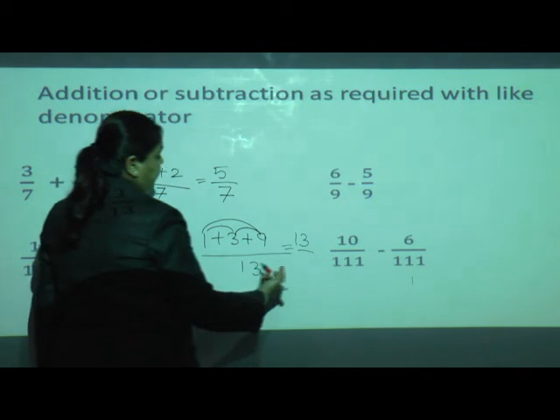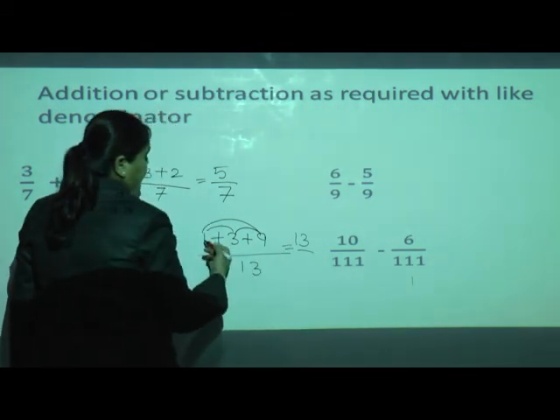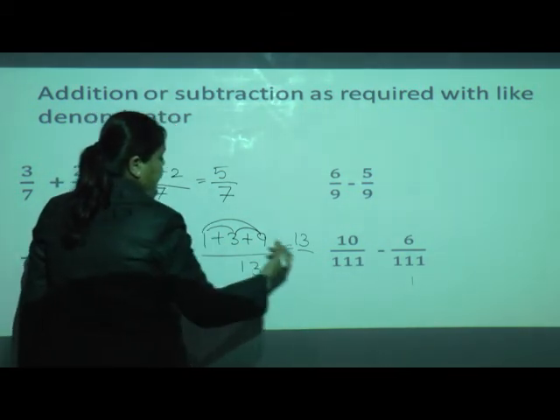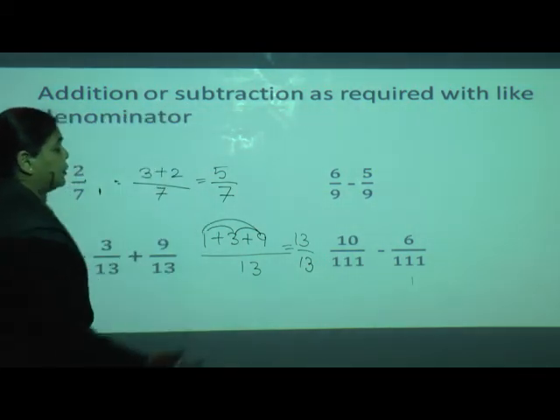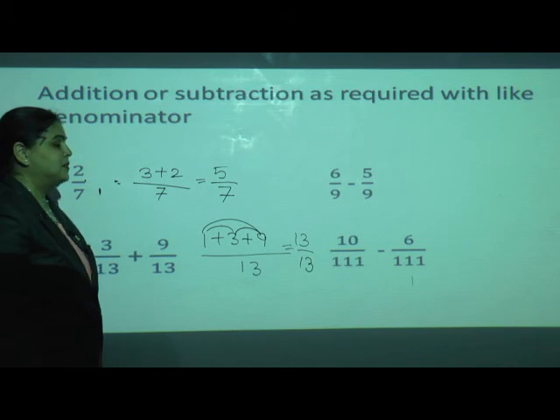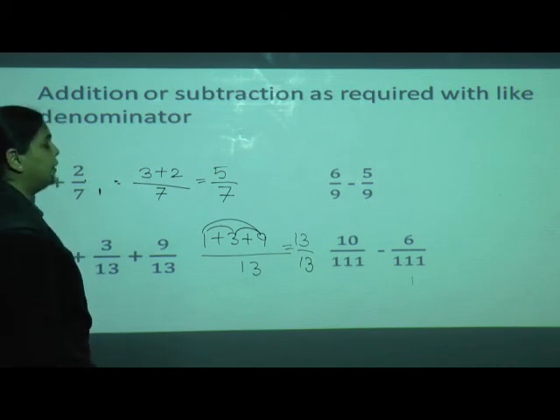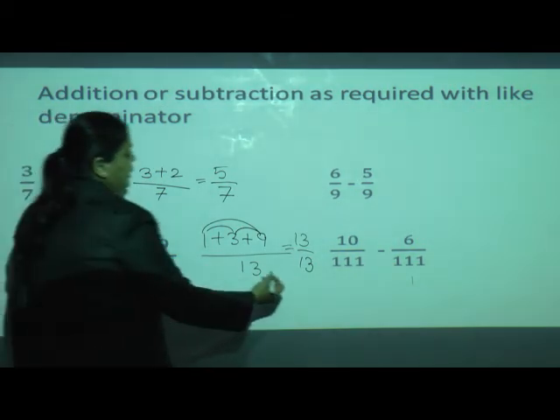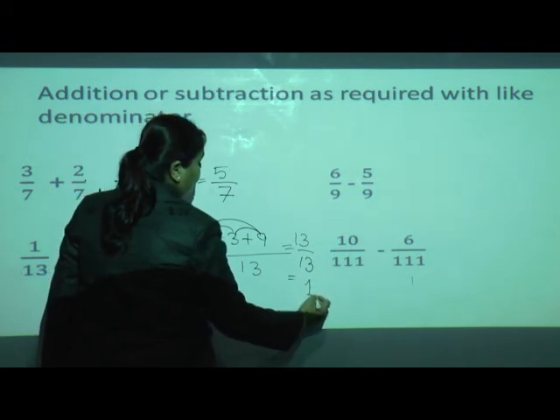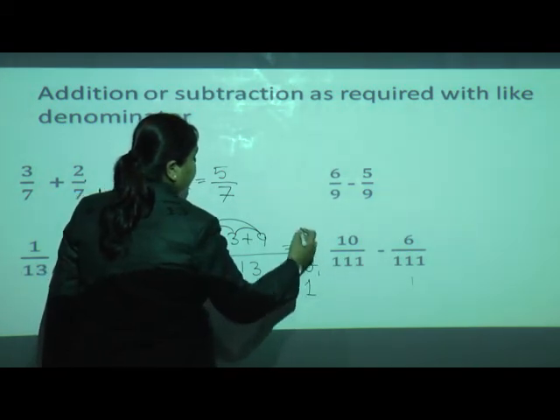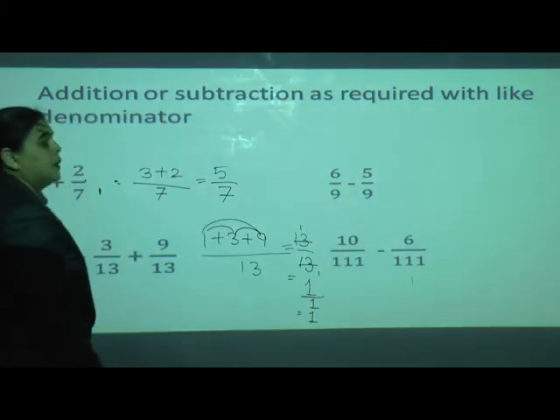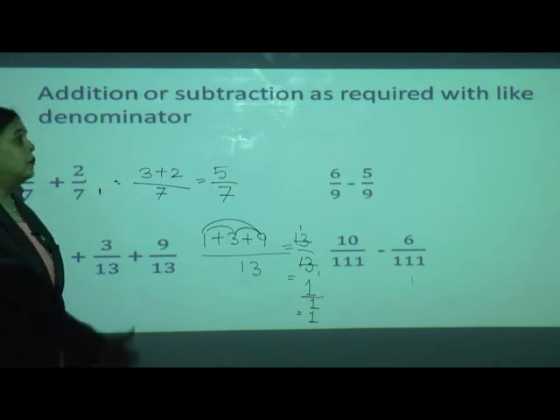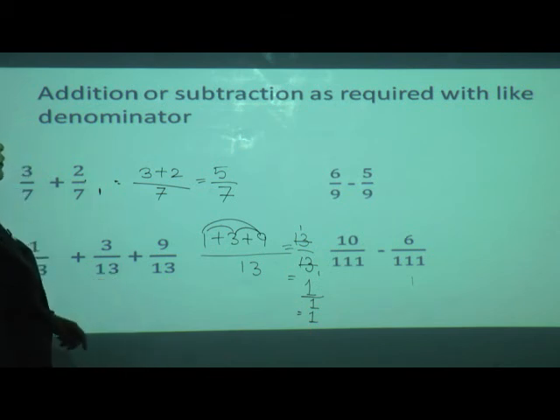So here we will write 13, 9 plus 1 is 10, plus 3 is 13, 13 upon 13. Can you do anything here? Yes, you can reduce it and write it as 1. 13 ones are 13, 13 ones are 13. So 1 upon 1 is equal to 1. In this way, you can find the addition of fractions.